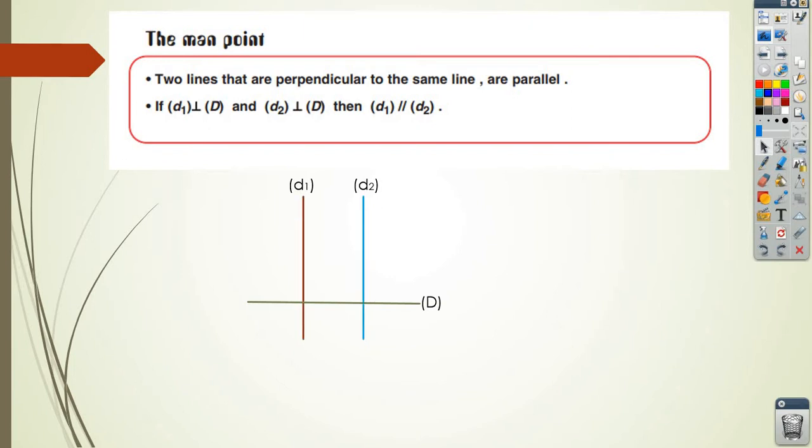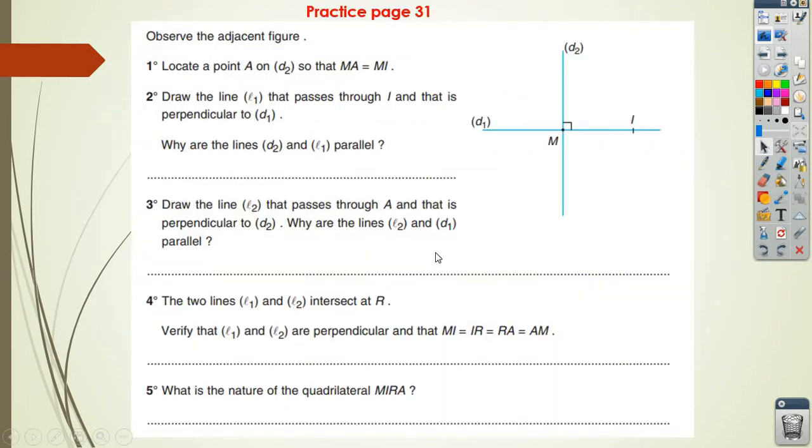So it's a rule. When you see two lines perpendicular to the same line, that means these two lines are parallel. So D1 and D2 are parallel since D1 is perpendicular to D and D2 is perpendicular to D. Clear? Now in practice page 31. It's homework. You have to read it one by one and solve it very well.